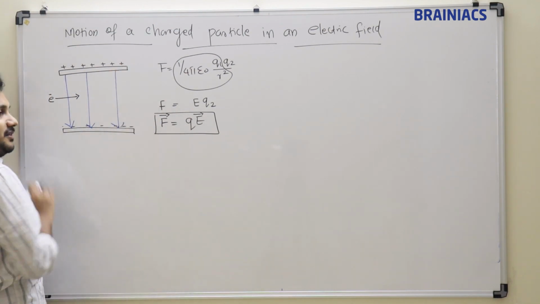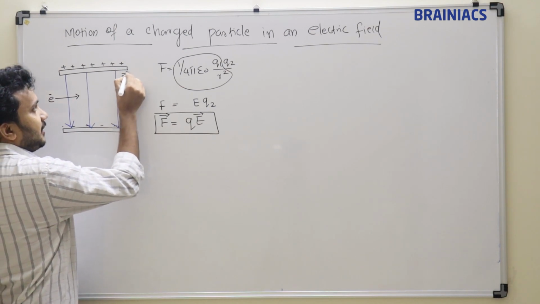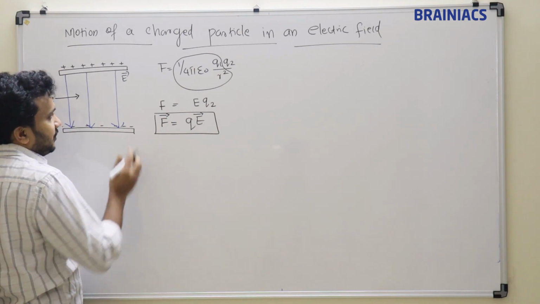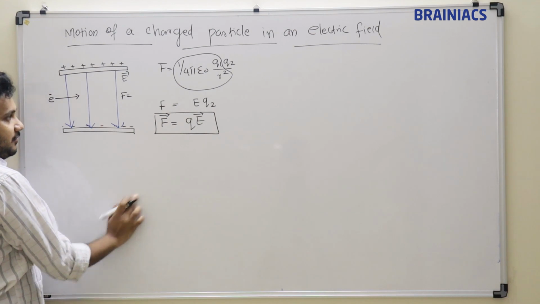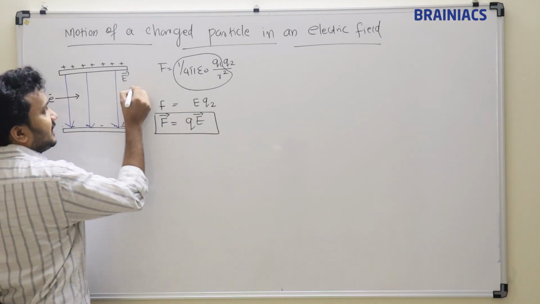Now we'll see, in this case, we'll apply this equation. We know the electric field lines are marked like this from top to bottom. So what will be the nature of forces? F will be equal to, in this case, Q into E. So what is Q? Q here I am considering as an electron. Electron is a negative charge.